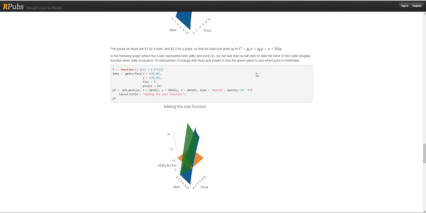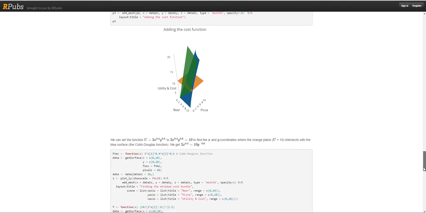We see that we will need to take the trace of the Cobb-Douglas function when utility is equal to 10, which is the intersection of the orange plane and the blue Cobb-Douglas function, and project it onto the green plane to see where the price is minimized.